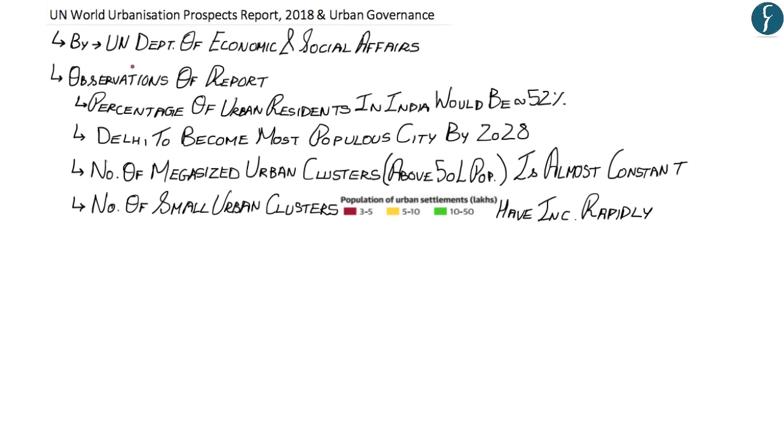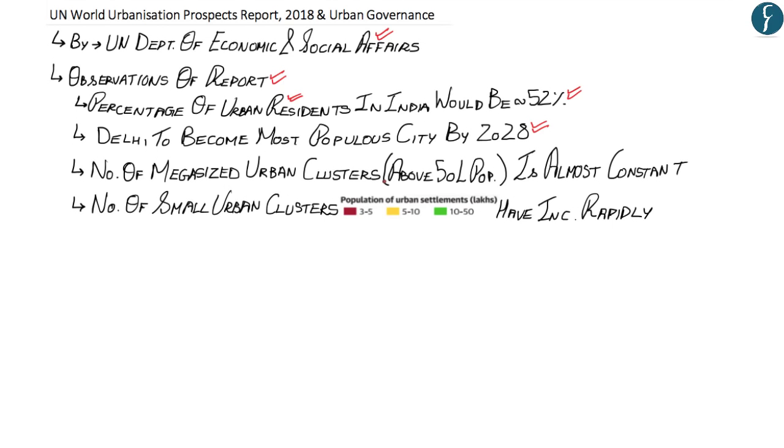Now hopefully up till here you have understood that the UN World Urbanization Prospects Report of 2018 is given by the UN Department of Economic and Social Affairs. You also understand the various observations given in this report, wherein the percentage of urban residents in India would increase to 52% from the current 34%. Moreover, according to the report, Delhi is to become the most populous city by 2028, thereby overtaking the current most populous city of Tokyo, Japan.